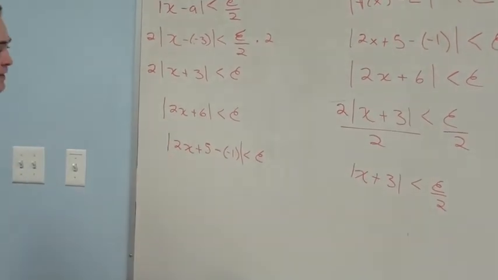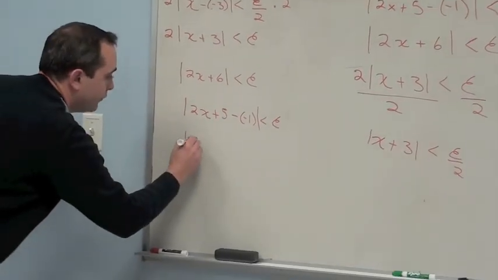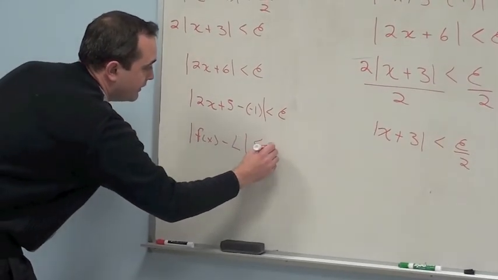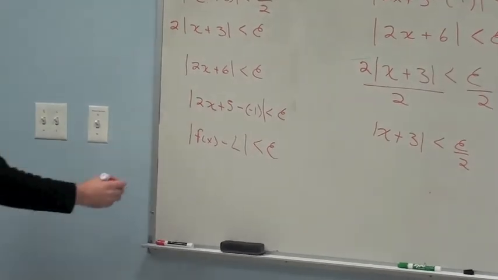Now, last step is just to show what we're trying to prove, which in this case was |f(x) - L|, the limit, which is less than epsilon. And the proof is done.